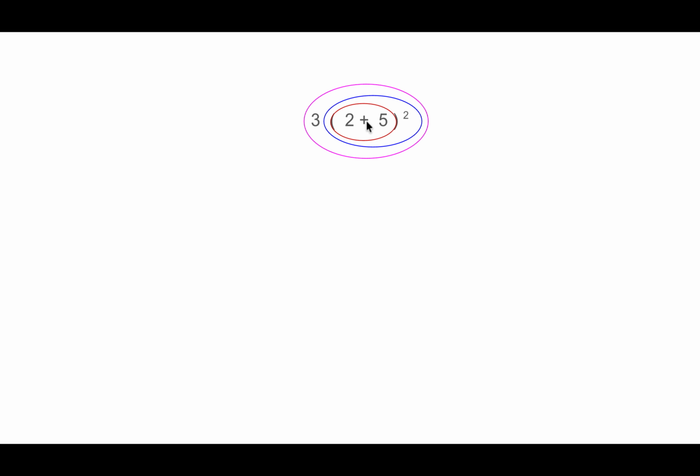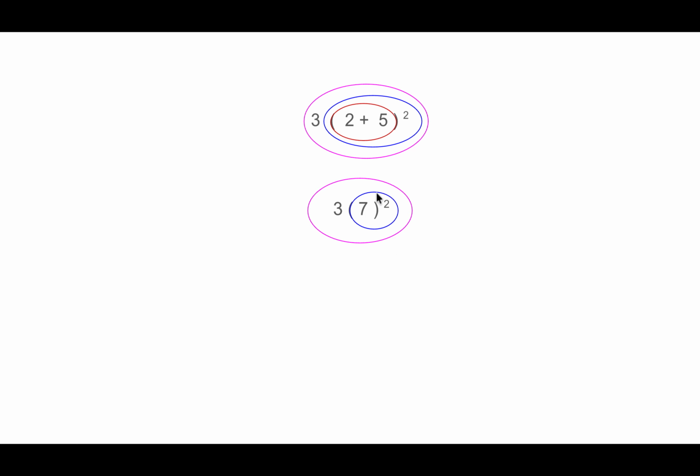Again, we're working from the inside out. So we're going to do the sum of 2 and 5, which is 7. So I bring my 3 down. 2 plus 5 is 7 squared. Do my circling, my 7 squared, which is the blue. And then my 3 multiplied by that, which is the pink.